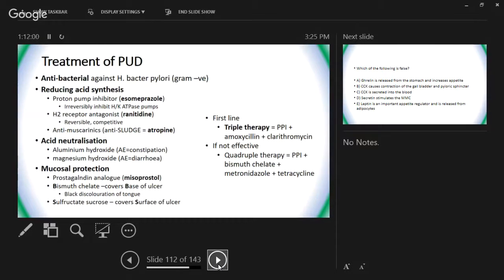Enhancing mucosal protection: prostaglandin analogs, because we know prostaglandins are protective. NSAIDs reduce those prostaglandins, which is why they are bad for the stomach lining. So prostaglandin analogs can help. Also, bismuth covers the base, B for base, and the other one covers the surface. So S is surface.